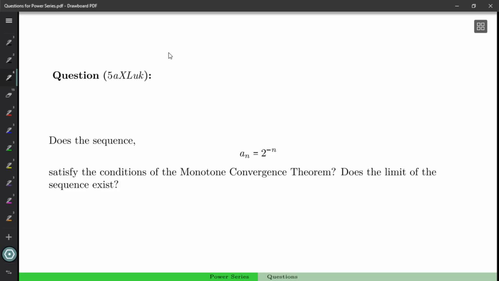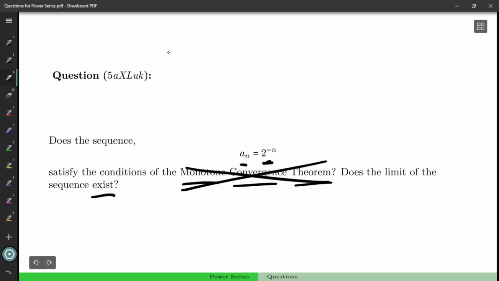Does the sequence a_n equal to 2 to the negative n satisfy the conditions of the monotone convergence theorem? Does the limit of the sequence exist? Okay. So if it does satisfy the monotone convergence theorem, then yes, because the conclusion of that theorem is that the limit exists. But it's entirely possible that maybe it doesn't satisfy the monotone convergence theorem, but the limit still exists. That can happen.